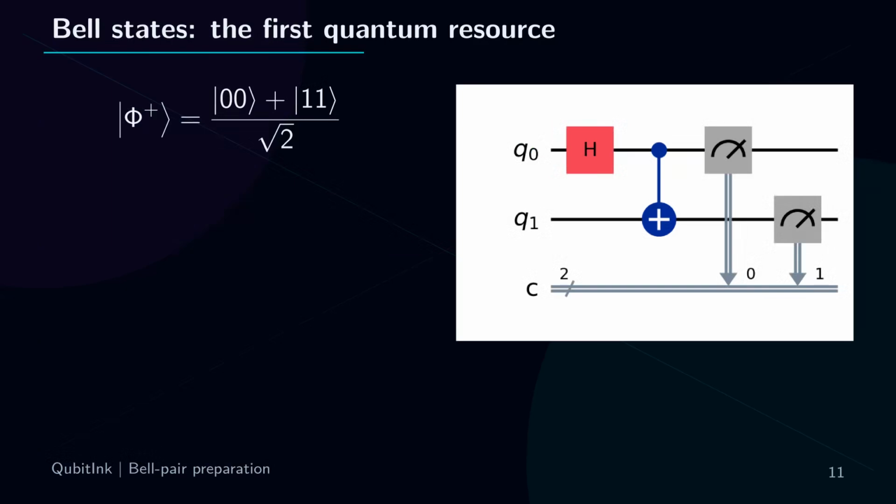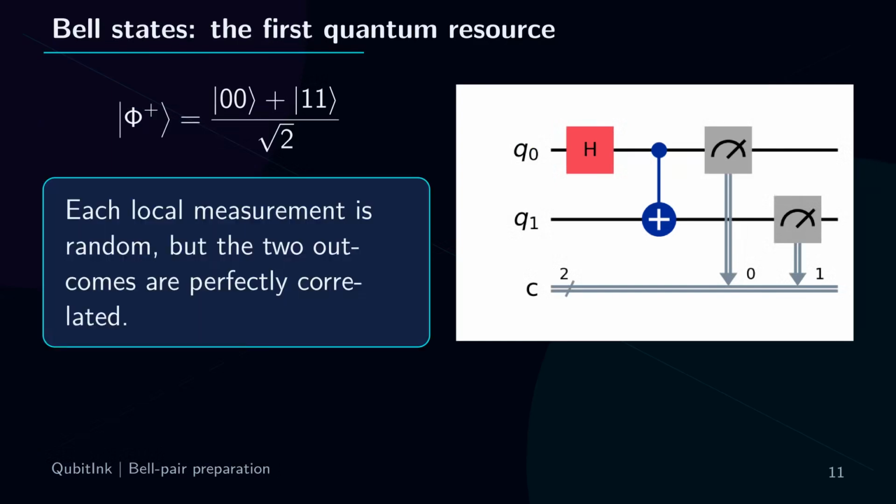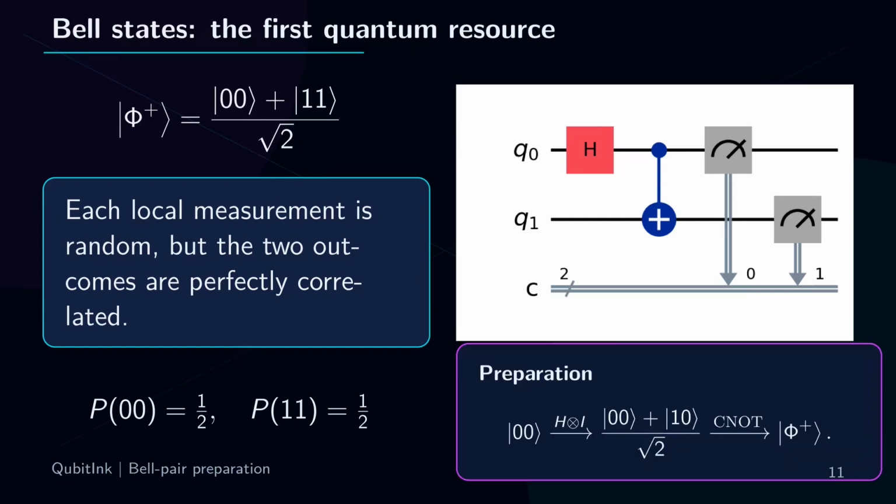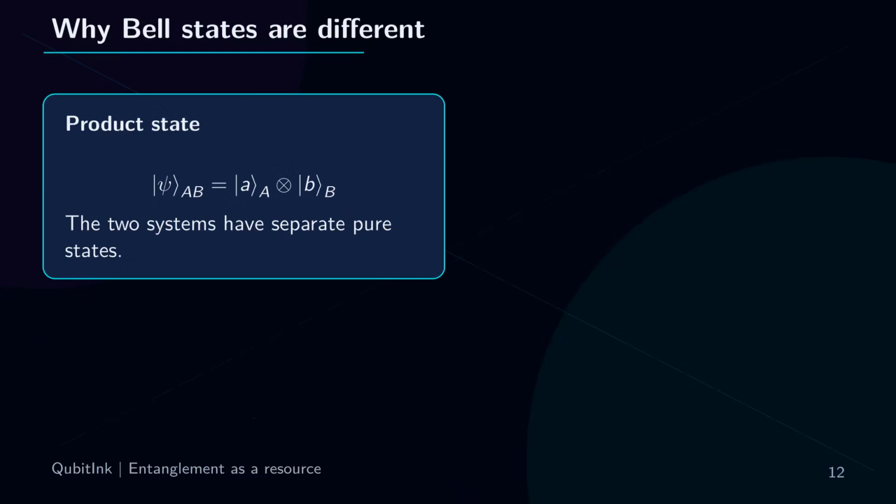Now we build the Bell state phi+. Start from ket 00. Apply a Hadamard gate to the first qubit. This gives a superposition of ket 00 and ket 10. Then apply a controlled NOT gate. The second qubit flips only in the branch where the first qubit is 1. The result is ket 00 plus ket 11 divided by square root of 2. Each local measurement is random, but the two results are perfectly correlated.